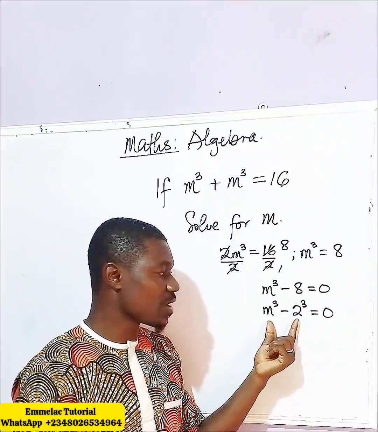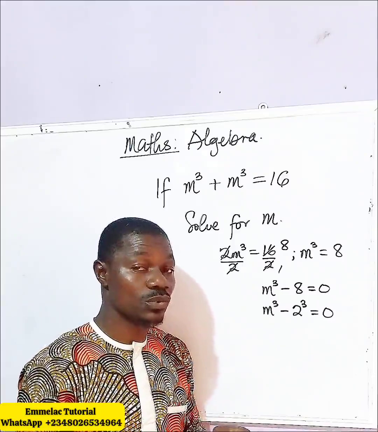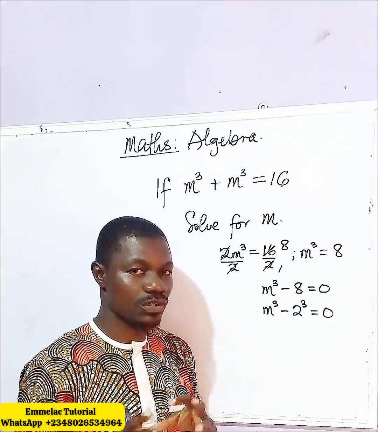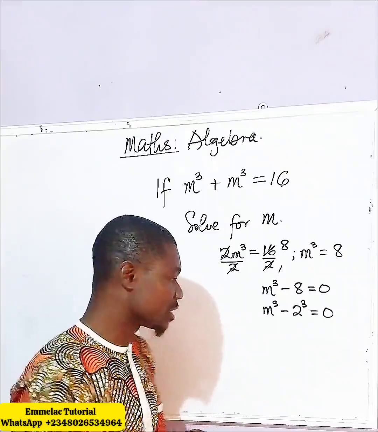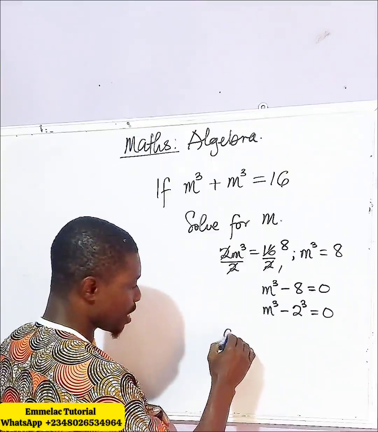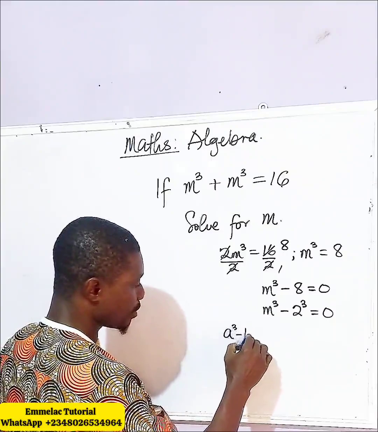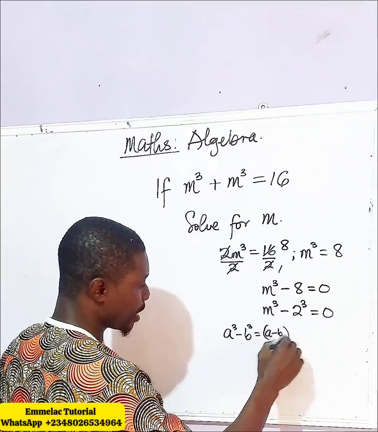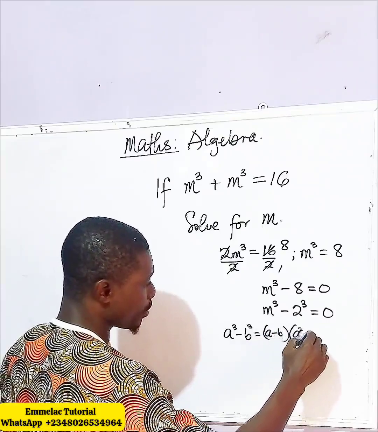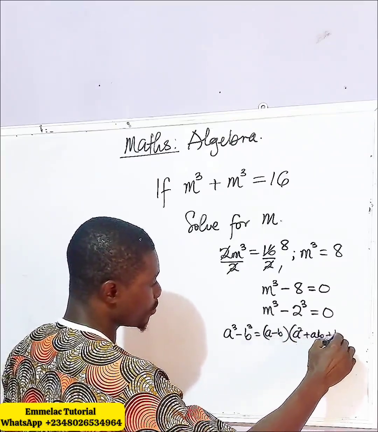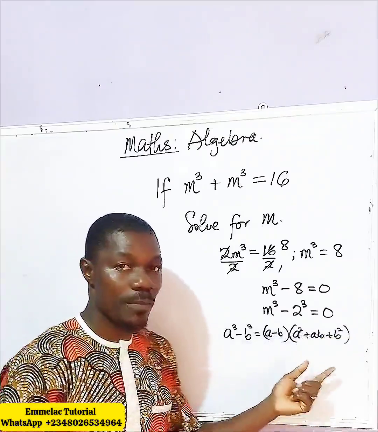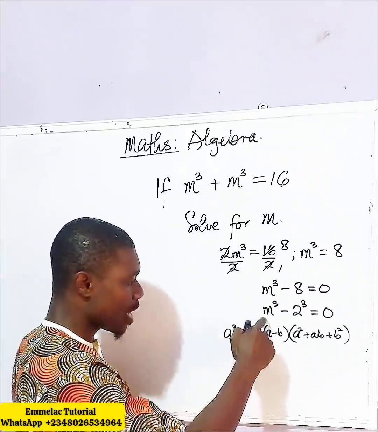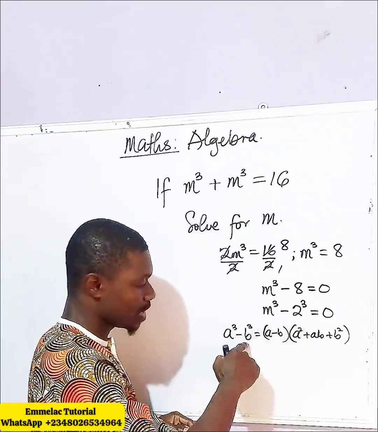Since this is now the difference of two cubes, there's an algebraic formula for it. If you have a raised to the power of 3 minus b raised to the power of 3, this gives us a minus b times a squared plus ab plus b squared. Now we apply this formula where m is a and 2 is b.